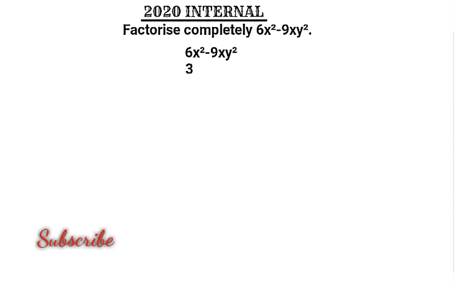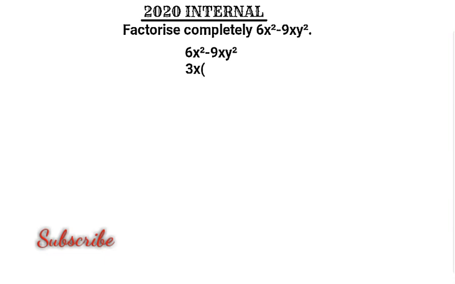Now we are done with numbers. Let's go to variables. Which variable is found in both 6x² and 9xy²? x is found in both, so we write x there. There is no other variable found in both terms. That means the common factor of these two terms is 3x. Then we open a bracket.